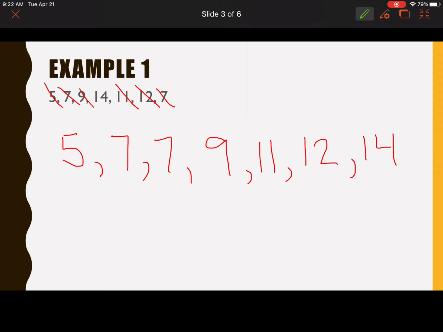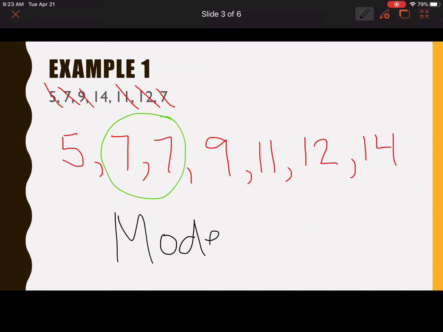My next step is to look at my list and see if I have any numbers that repeat. So 5 doesn't repeat, 7 repeats, okay, so that one might be a mode. 9 doesn't repeat, 11 doesn't repeat, 12 doesn't repeat, and 14 doesn't repeat. So the only number that's repeating here is 7. So that means 7 is our mode. Okay? Now we're going to look at example 2.